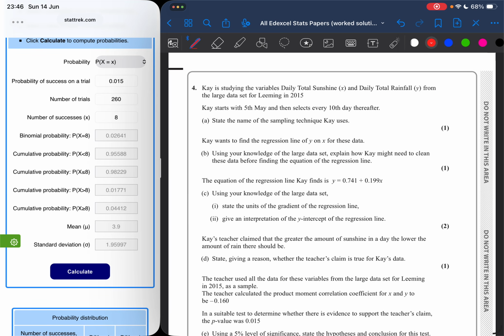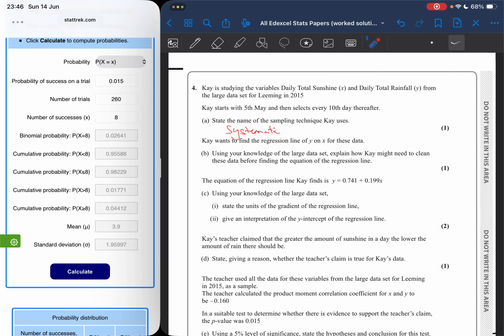Let's keep going. Number 4. She's doing large data set stuff. She starts with the 5th of May and selects every 10th day after. The name of the sampling technique is systematic.